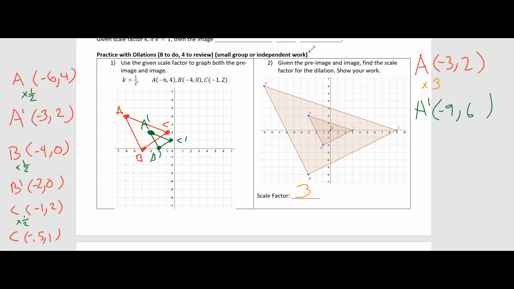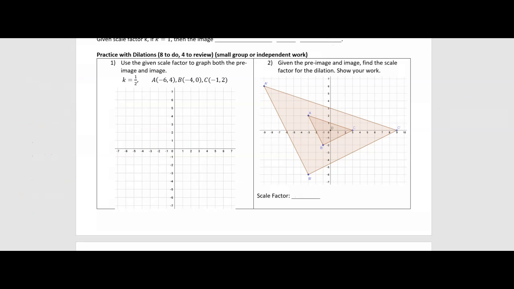Now, sometimes you're not going to get a nice whole number for your scale factor, right? It might be a decimal, it might be a fraction. So there's another way that we can do this. Because let me give you an example, right? Let's say I don't want to erase everything. I'm actually going to go to a completely new page so I don't confuse you. So I am going to erase everything.